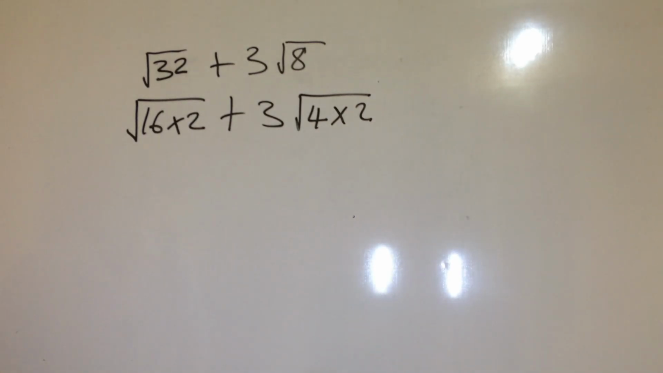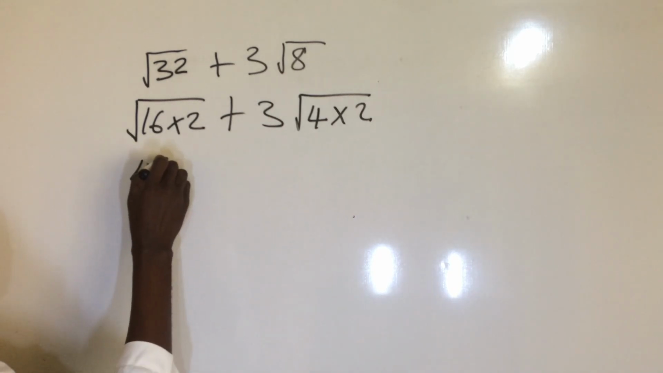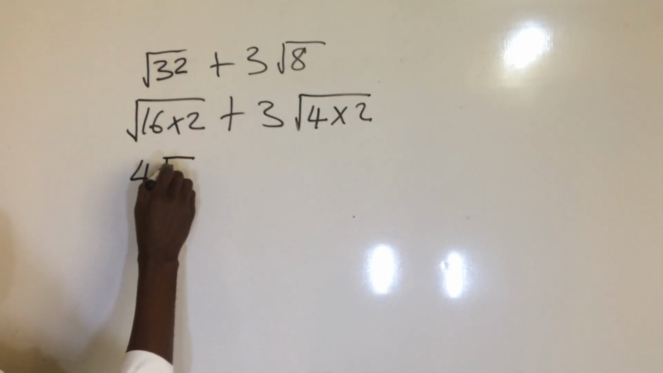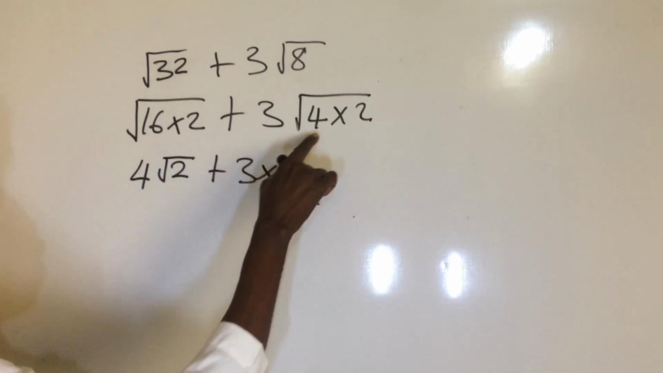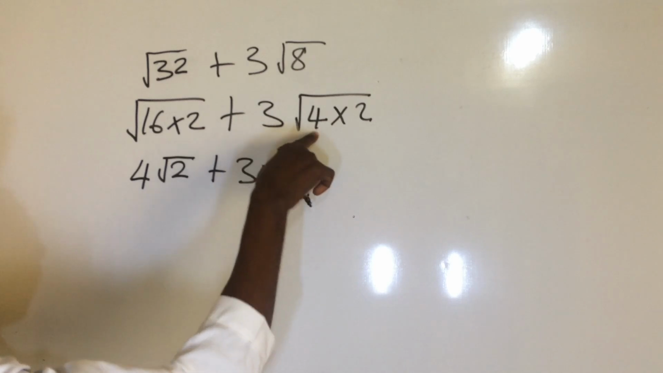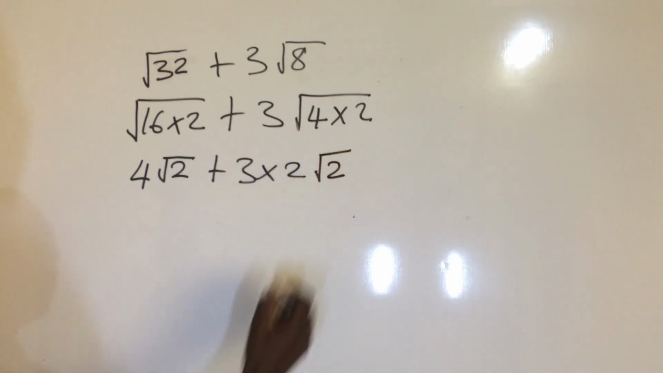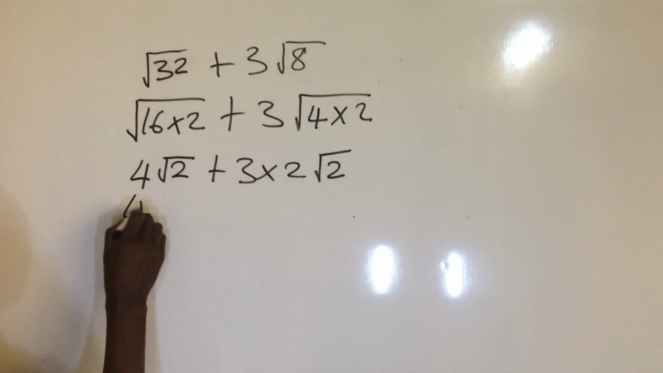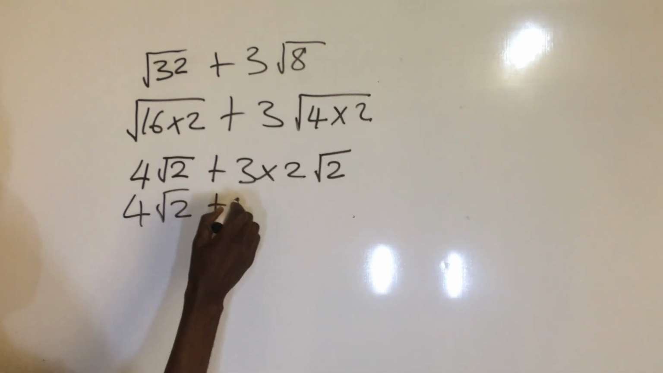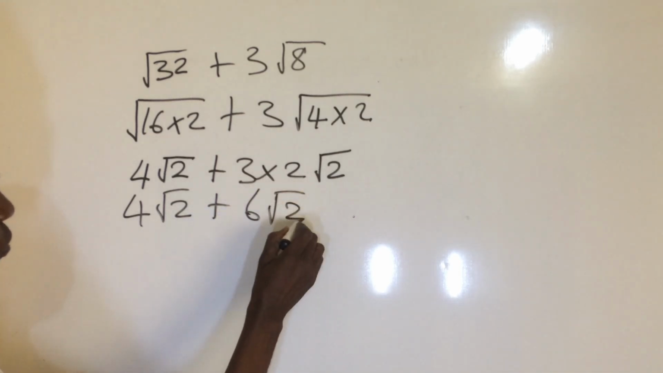Now, let's continue. Square root of 16 is 4. Root 2 plus 3 times square root of 4 is 2, root 2, okay? Now, we continue. 4 root 2 plus 3 times 2 is 6 root 2, okay?